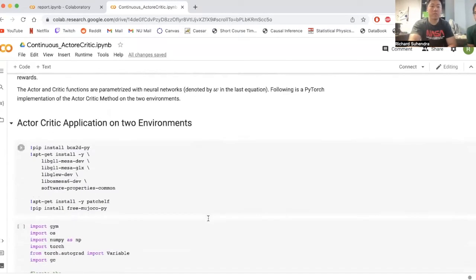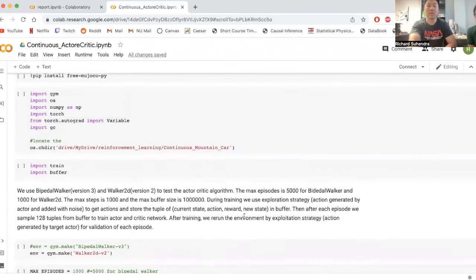We first trained the traditional actor critic model on the environments. For training, we train 5,000 episodes for bipedal walker and 1,000 episodes for walker 2D. The max steps is 1,000 in each episode, and the max buffer size is 1 million. During training, we use an exploration strategy to get actions and store the tuple of current state, action, reward, and new state in the buffer. Then after each episode, we sample 128 tuples from the buffer to train the actor and critic networks.